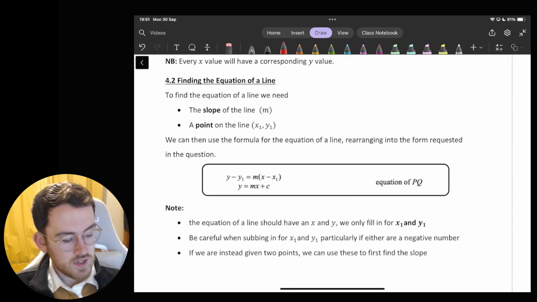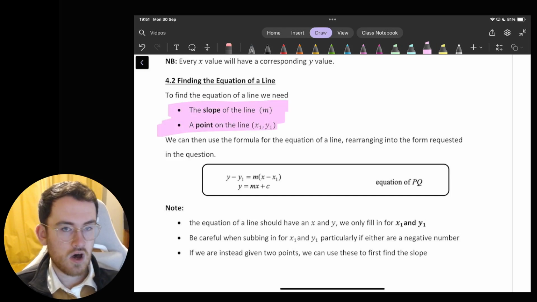And there are two things we need to find the equation of a line. And this is really, really important. Okay, you should know this straight off. The minute you see equation of a line, you should know that you need to find slope and point. Slope and a point. Okay, these are the two things you need to be able to find the equation of a line.